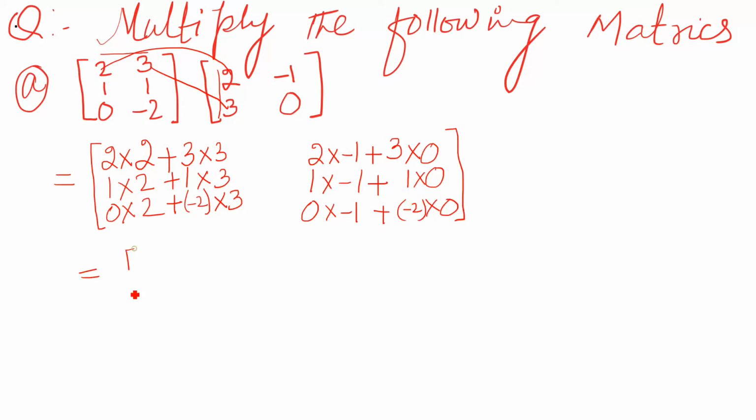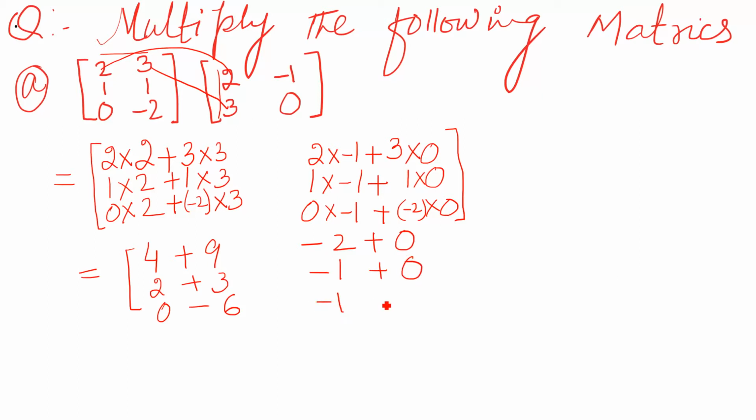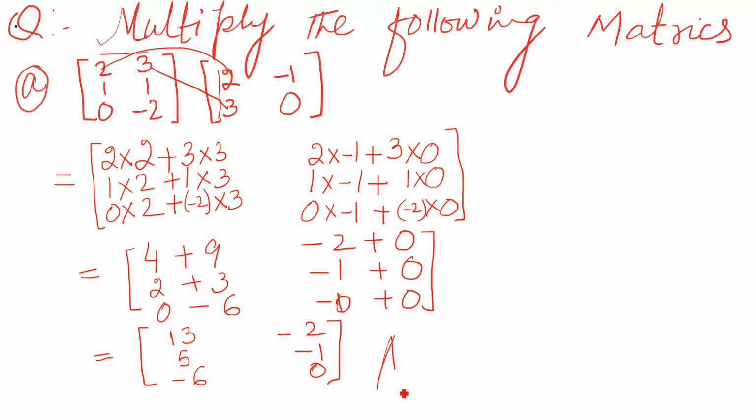Now we will simplify it. See, 2 times 4 plus 9, then it is 2 plus 3, 0, -6. Here is -2, 0, -1 plus 0, -1 plus 0, right? 2 times 0, 3, 0, 0. And then it will be 13, right? This will be 13, and this is -2, 5, -6, here -1, sorry, it should be 0, and this is 0. So this is the answer.